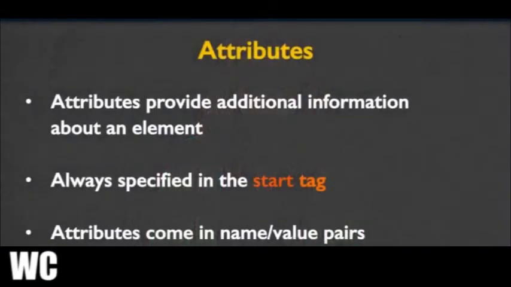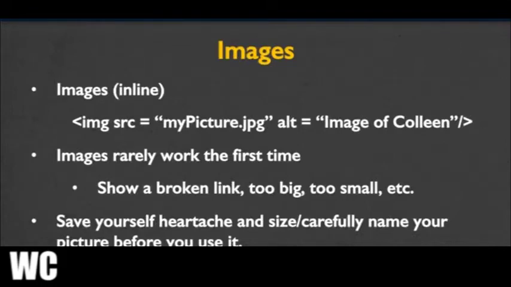So I mentioned before with the lists that tags can have attributes. Attributes provide additional information about an element. Sometimes they're absolutely necessary, sometimes they're just supplemental. The important thing to remember is that attributes are always specified in the start tag in the beginning. And attributes come in a name-value pair. So let's go ahead and look at a tag that needs attributes in order to work.